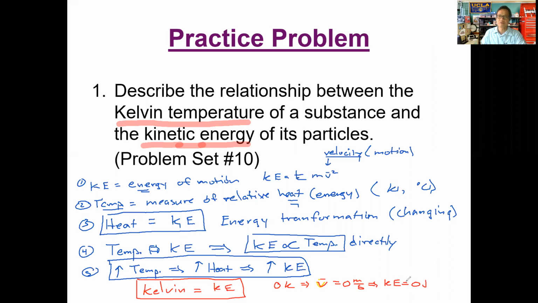Okay? So 0 Kelvin equals 0 joules. And that is what we know is true about the relationship between temperature on the Kelvin scale and kinetic energy. So at 0 Kelvin, we have 0 joules. If we increase the temperature, we're going to see that same increase in the kinetic energy scale as well.